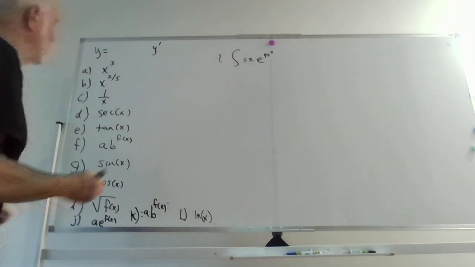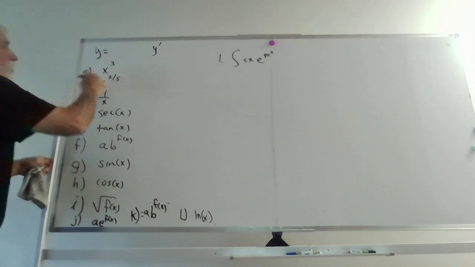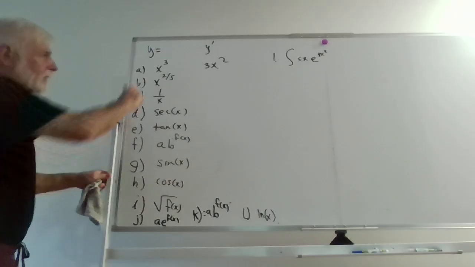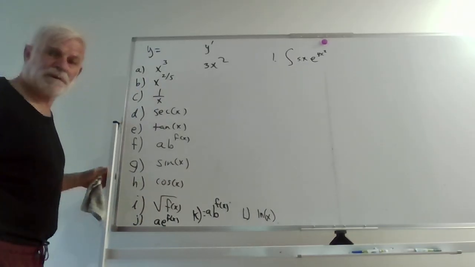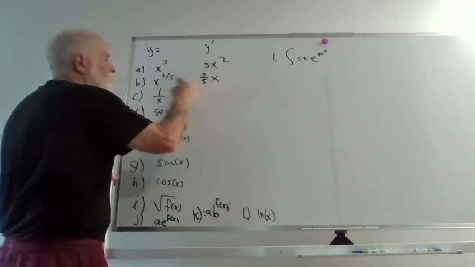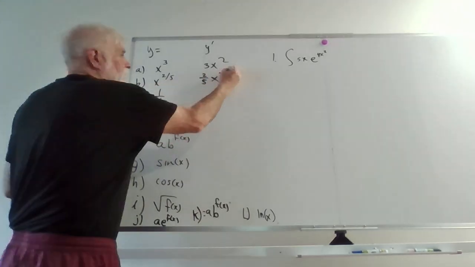All right. So, y equals x cubed, its derivative, 3x squared. You can pause the video. Do all of these real quick. I hope that they're in your pocket. Next one, 2/5 x to the minus 5/5, so minus 3/5.